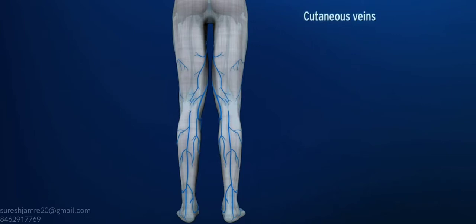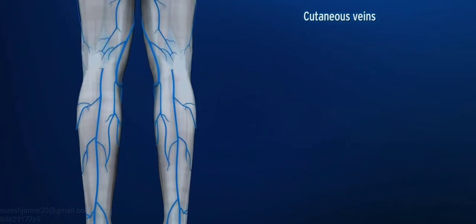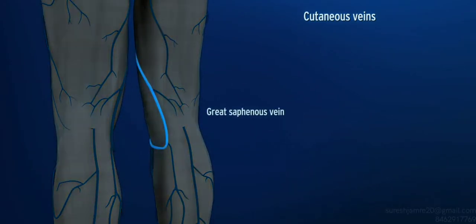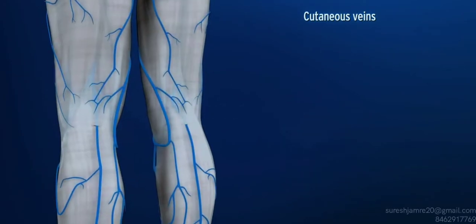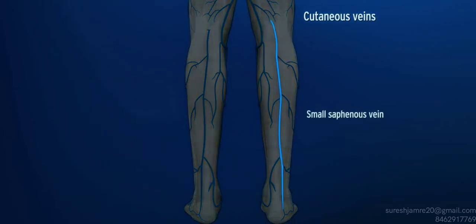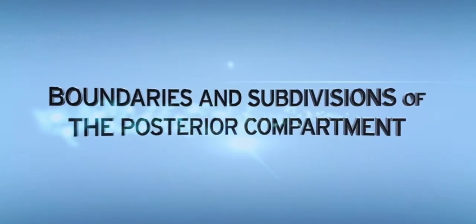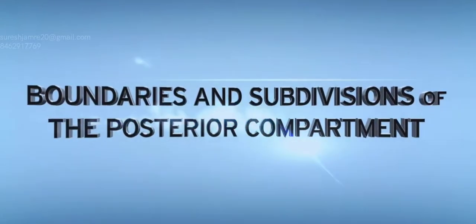Cutaneous veins. It includes great saphenous vein and small saphenous vein. Boundaries and subdivisions of the posterior compartment.